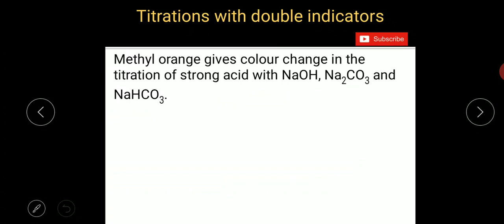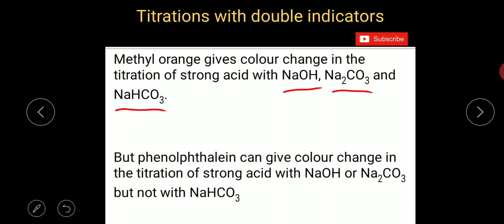Methyl orange can give the color change in the titration of strong acid with strong base NaOH, strong basic solution of sodium carbonate and weakly basic solution of sodium bicarbonate. But phenolphthalein can give the color change in the titration of strong acid with a strong base of NaOH or strong base sodium carbonate, but not with weakly basic solution of sodium bicarbonate.